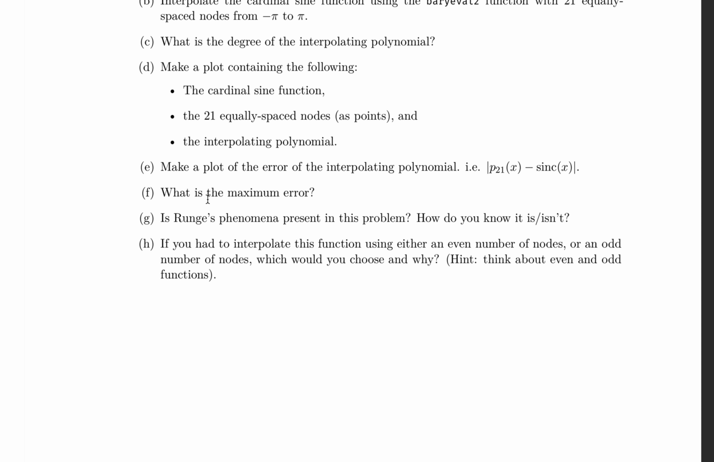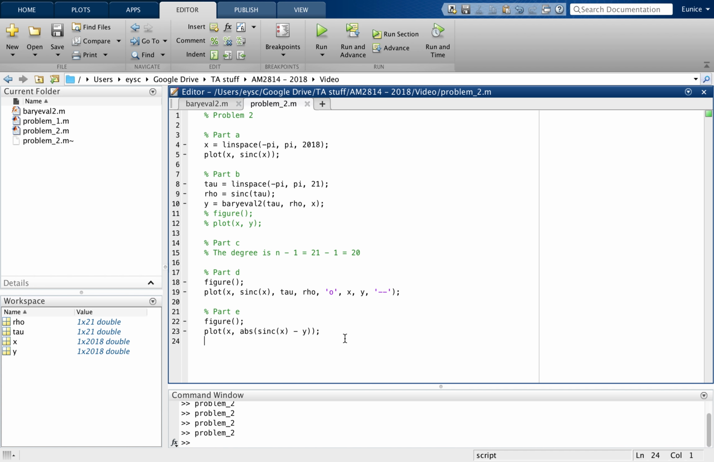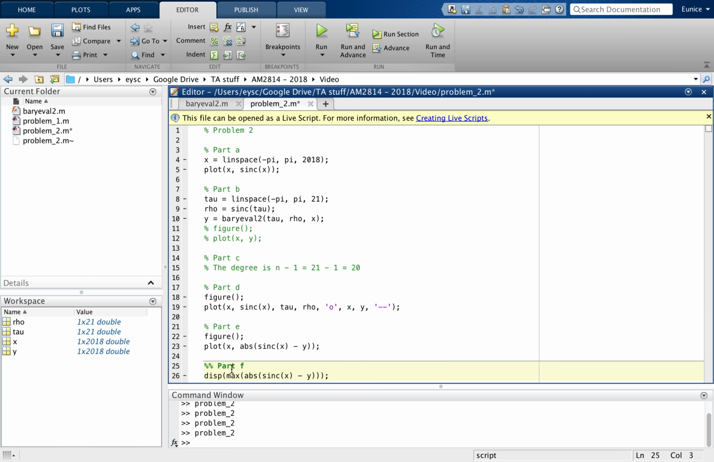So let's go ahead and take a look at that. Well, before that, they asked what the maximum error is. So we can easily calculate that by asking what the max of ABS sinc x minus y is. So you can see that ABS sinc x minus y is exactly the same as what we have plotted. We're just adding the maximum value to it. So now what we should have is just the one value from that vector.